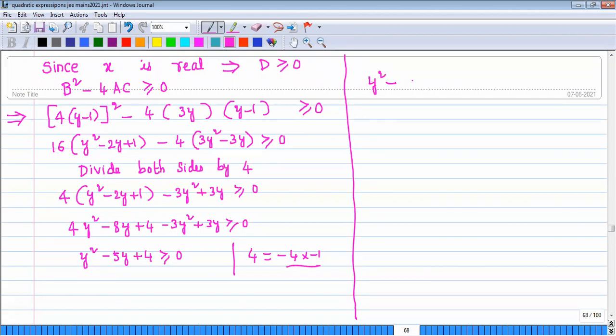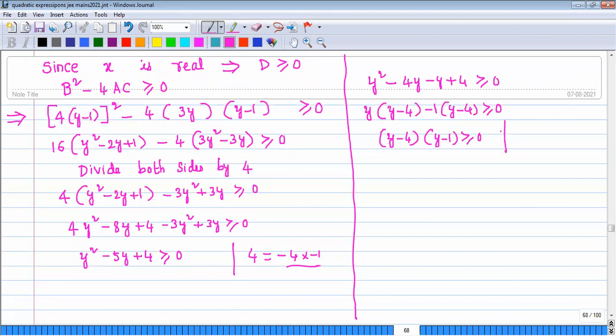y square minus 4y minus y plus 4 greater than or equal to 0. Taking y common, we have y minus 4. Taking minus 1 common, we have y minus 4. So y minus 4 times y minus 1 greater than or equal to 0. The roots of the corresponding quadratic equation are y equal to 1, 4. Here alpha is equal to 1 and beta is equal to 4.